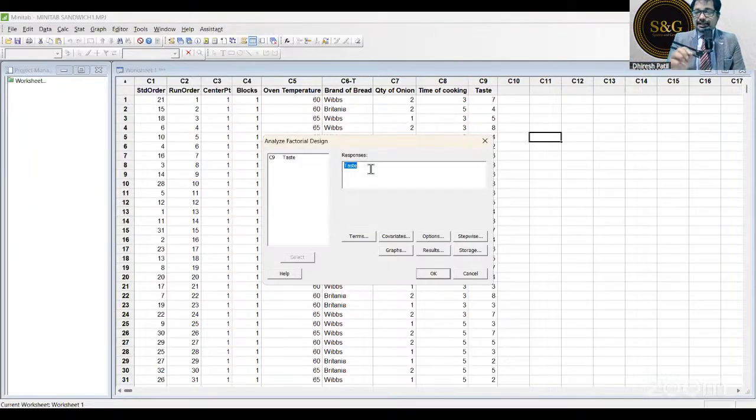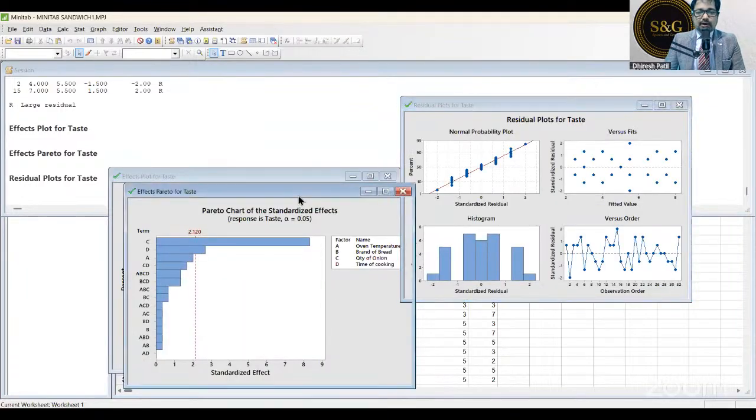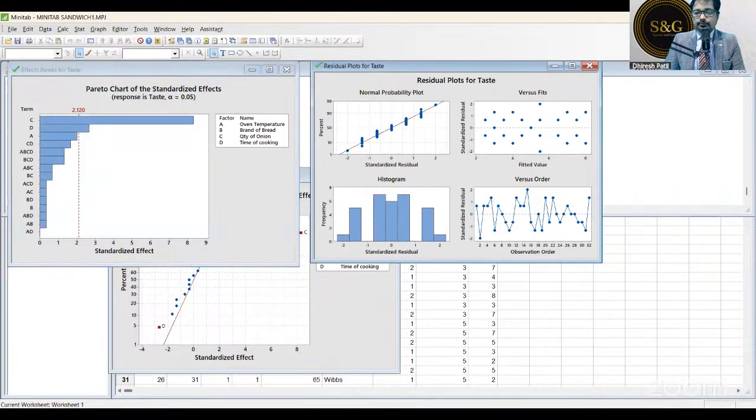Okay, select test in the responses and click on OK. And there are 3 graphs you are observing here. Let's go one by one. Okay, have you got the 3 graphs? Just give me yes. Yes, you have got all three graphs. Very good, super.